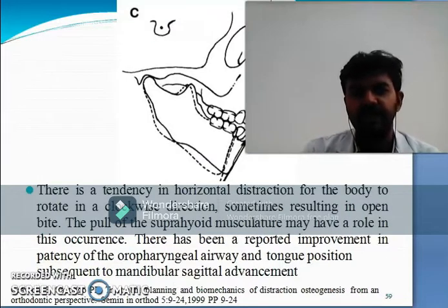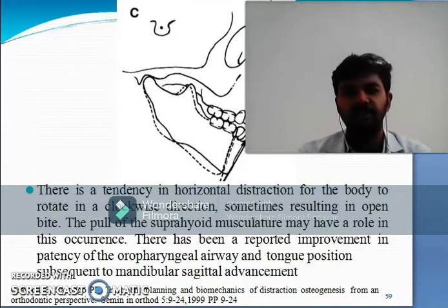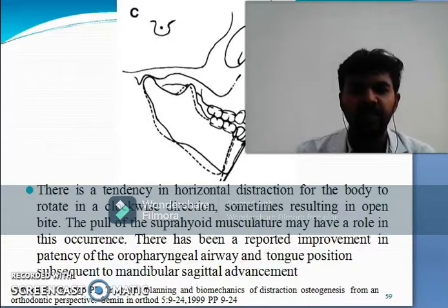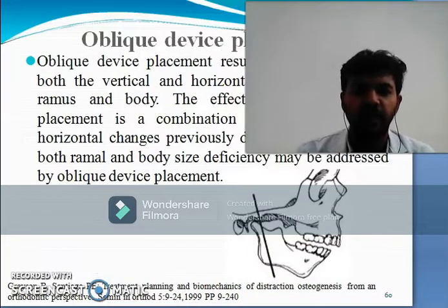There is a tendency in the horizontal distraction for the body to rotate in the clockwise direction, sometimes resulting in open bite. The pull of the suprahyoid musculature may have a role in the occurrence. There has been a reported improvement in the patency of the oropharyngeal airway and tongue position subsequent to the mandibular sagittal advancement.